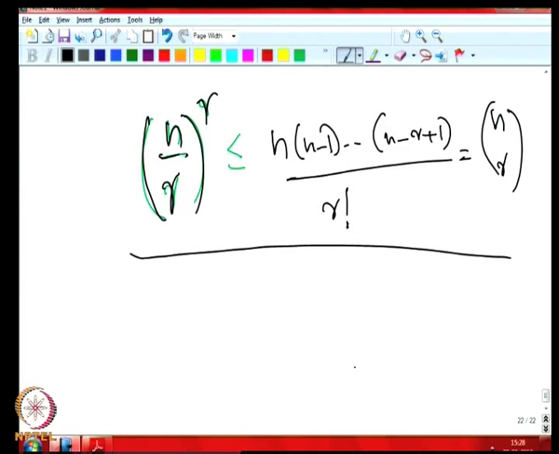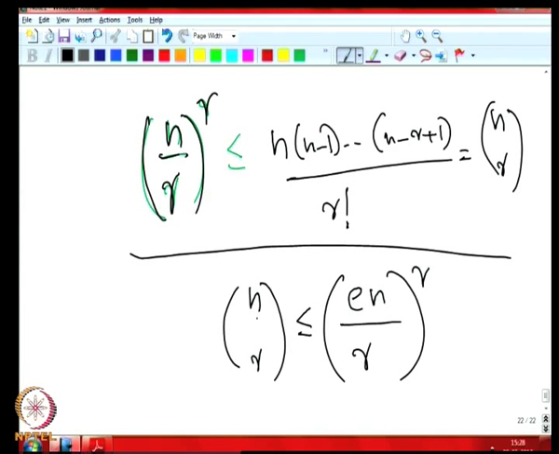Now, this is the lower bound. Now, to the upper bound: this n choose r is less than or equal to (e into n divided by r) whole power r. Compared to the lower bound we proved, this is e to the power r more. That means when you multiply the lower bound by e to the power r, we go beyond that n choose r.